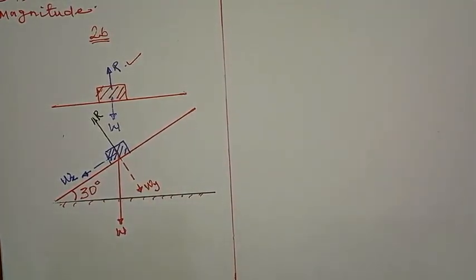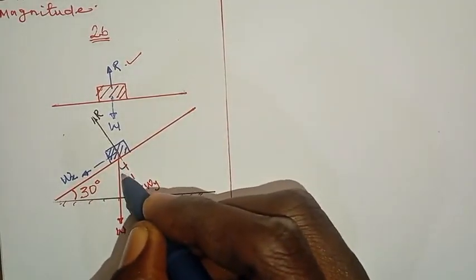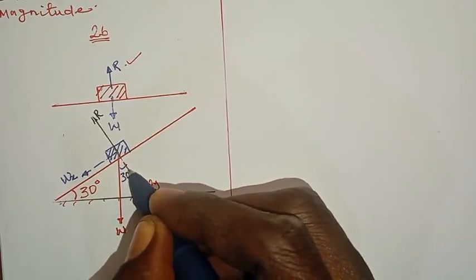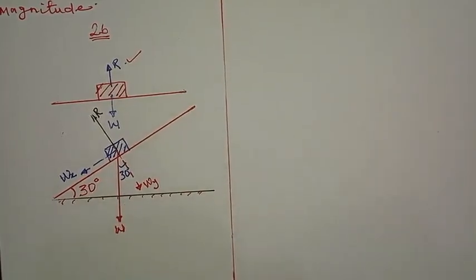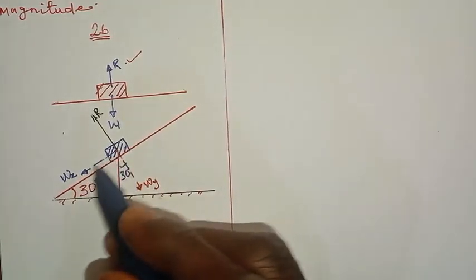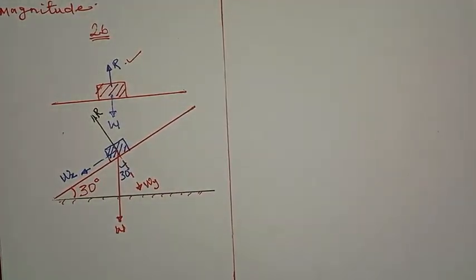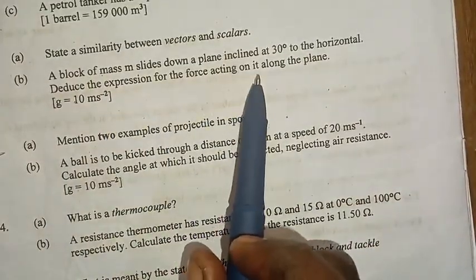So when you do this, it is observed that the angle here, which is the horizontal angle, is equal to the angle here. It's also 30 degrees. So if here is 45, here will also be 45. In our next class, I'm going to show you how we arrived at this. Is that correct? But based on what we have in the question, we're asked to deduce the expression for the force acting on it along the plane.